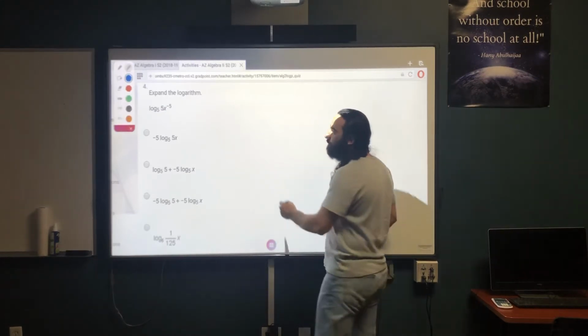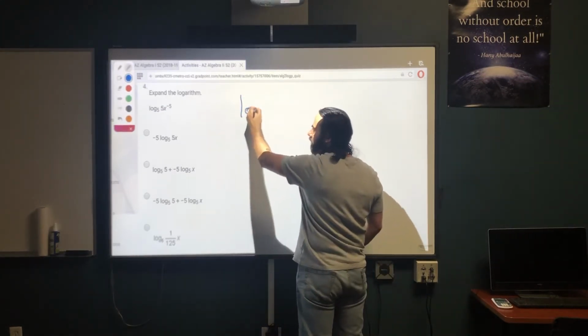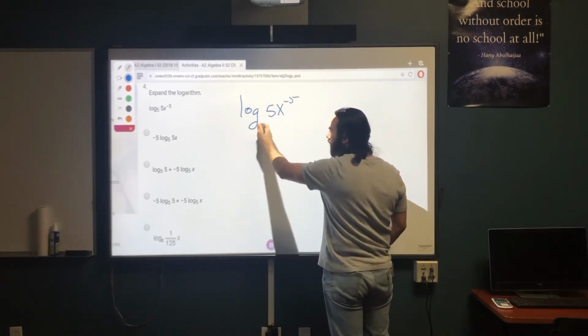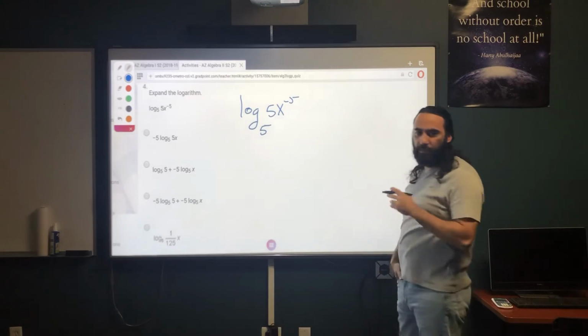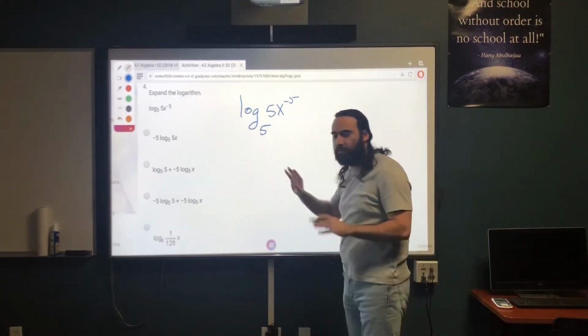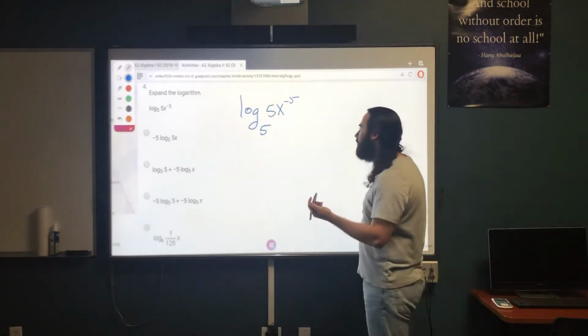We have log 5x to the power of negative 5 with the base 5. In this case the base 5, the base never changes. You can't change the base, it stays the same. So it's the same thing.